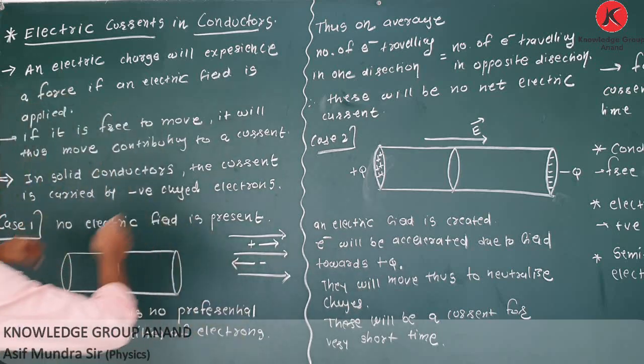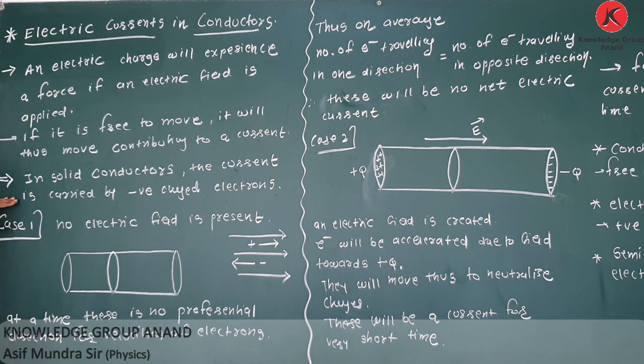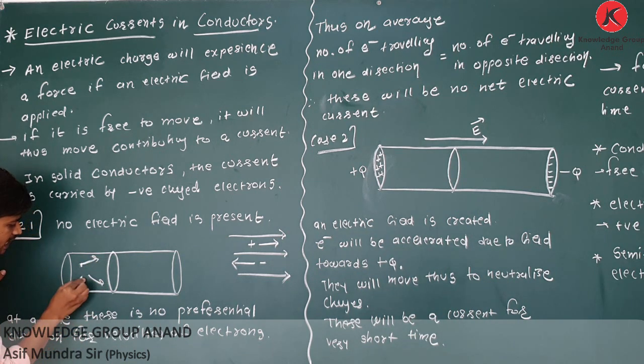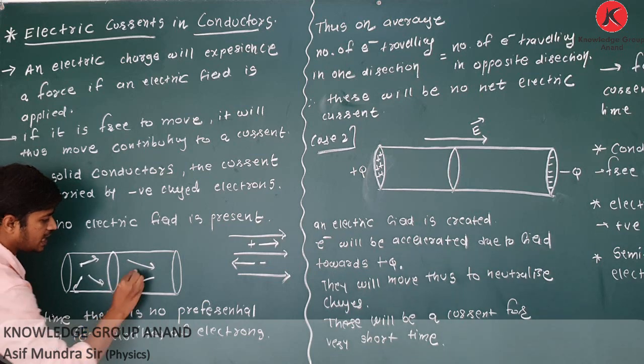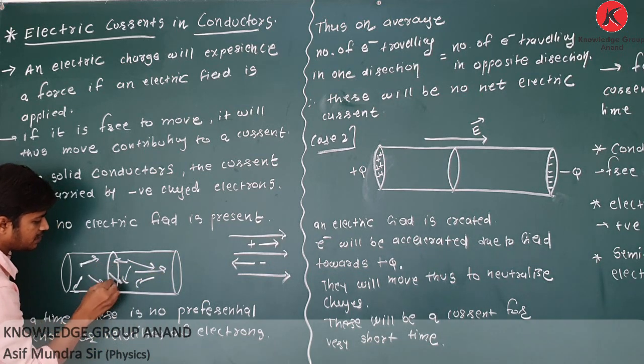See here. In solid conductors, the current is carried by negatively charged electrons. How? We are taking the first case, case 1: no electric field is present. In such a case, at a time, there is no preferential direction for the velocities of electrons. We have discussed that in a conductor, when no electric field is present, negatively charged electrons are moving in random directions, in this direction, in this direction, in this direction.